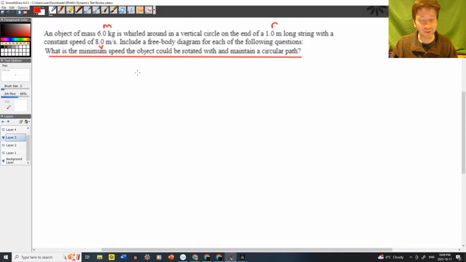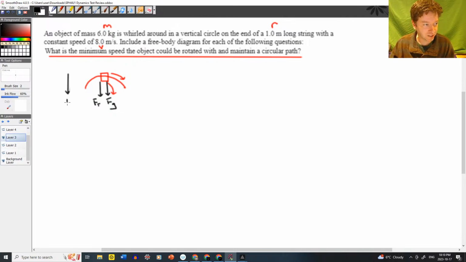So if you want to know the minimum speed, you want to look at where that object is right at the very top of its motion, because it's either going to just continue along that path, or it's going to fall short. Okay, so let's look at our forces that are acting on it. It looks like we've got, this is a string, so we've got tension acting down, and we have gravity acting down. So choose your positive direction. Always choose the direction that's in the direction of acceleration.